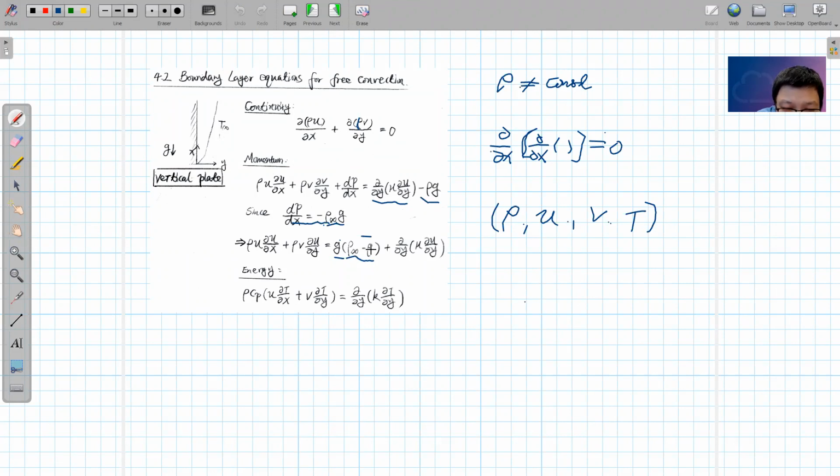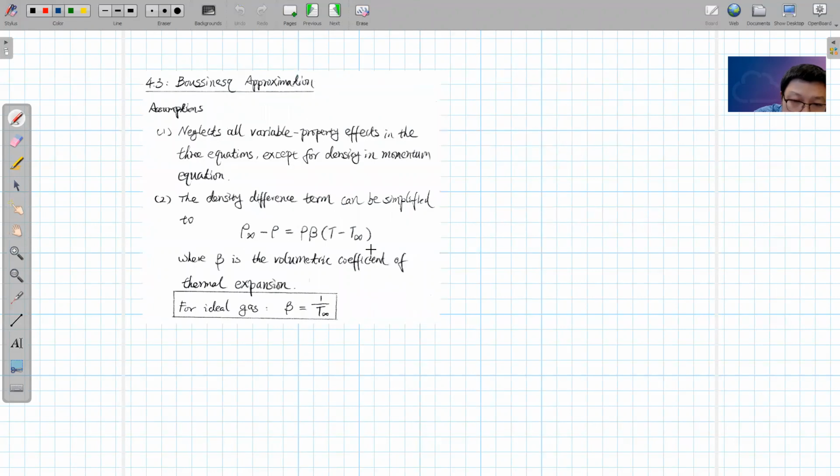So what will it be? That is the second assumption here: the density difference term can be simplified to rho infinity minus rho equal to rho times beta times the temperature difference. And this beta is the so-called volumetric coefficient of thermal expansion.